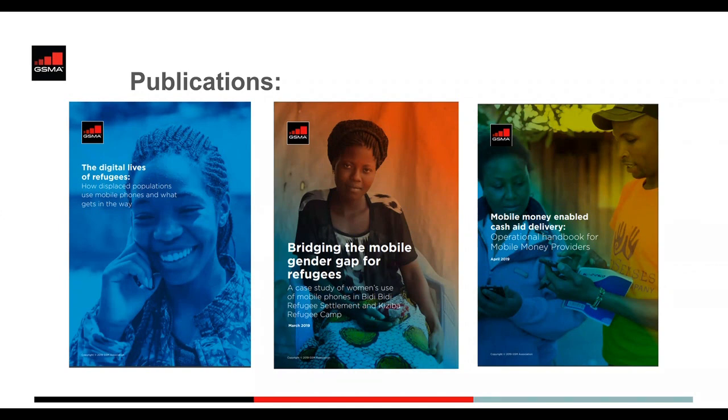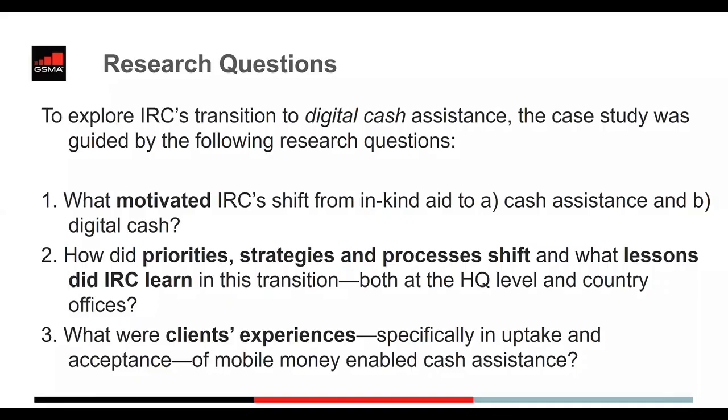handbook for cash and voucher assistance within the humanitarian sector, aimed specifically at mobile network operators. But we also have another handbook that looks at what it takes for humanitarian organisations to operationalise mobile money in humanitarian contexts as well. So this research looks specifically into IRC transition to digital assistance. It's not a how-to guide, but is an opportunity to document their experience and hopefully share the lessons learned to the wider sector. So the research question.